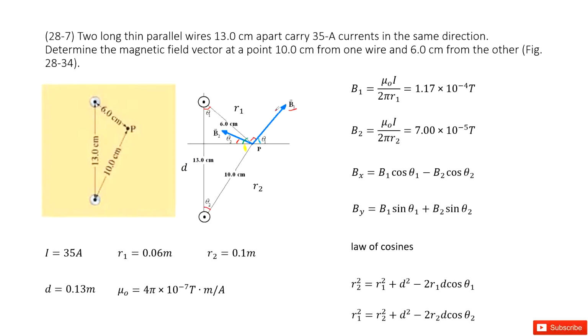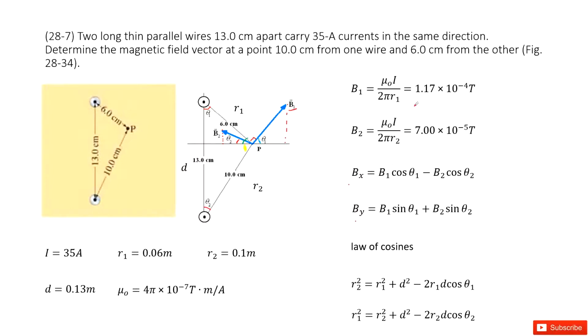Now we can see these are two vectors. We need to find the addition of the two vectors. We can project them onto the x component and the y component. Agree? So for the x component, you can see this is B1 times cosine theta 1, right? Minus B2 times cosine theta 2, right? Yes. And then in the y component, it's B1 sine theta 1 plus B2 sine theta 2, right? So you get it there.